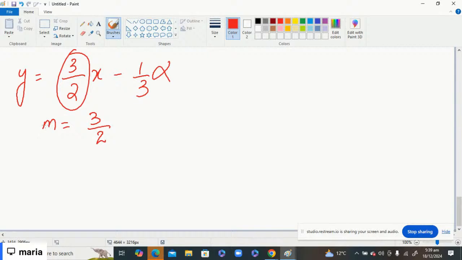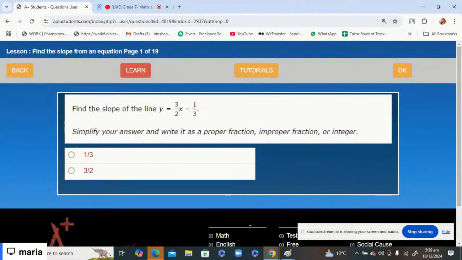So your slope is 3 by 2. Slope is represented with the letter m, okay, because y is equals to mx plus b. Now here m is your slope. So this is 3 by 2. Let's go with it. 3 by 2.